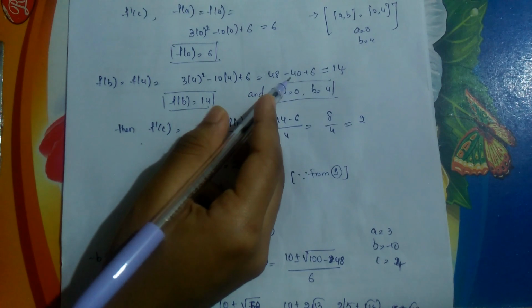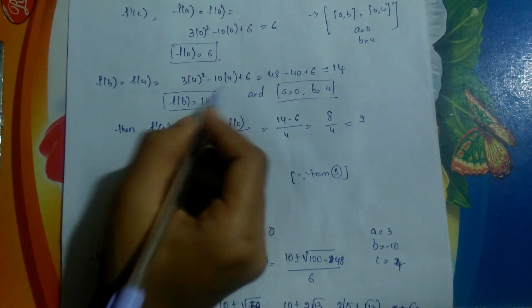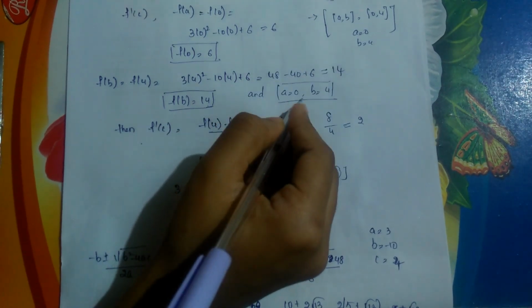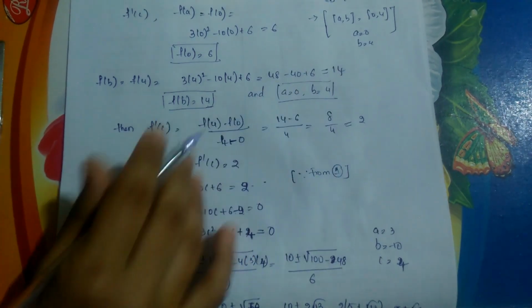That equals 48 minus 40 plus 6, which is 14. Therefore f of b value is 14. And from here we know a is equal to 0 and b is equal to 4.